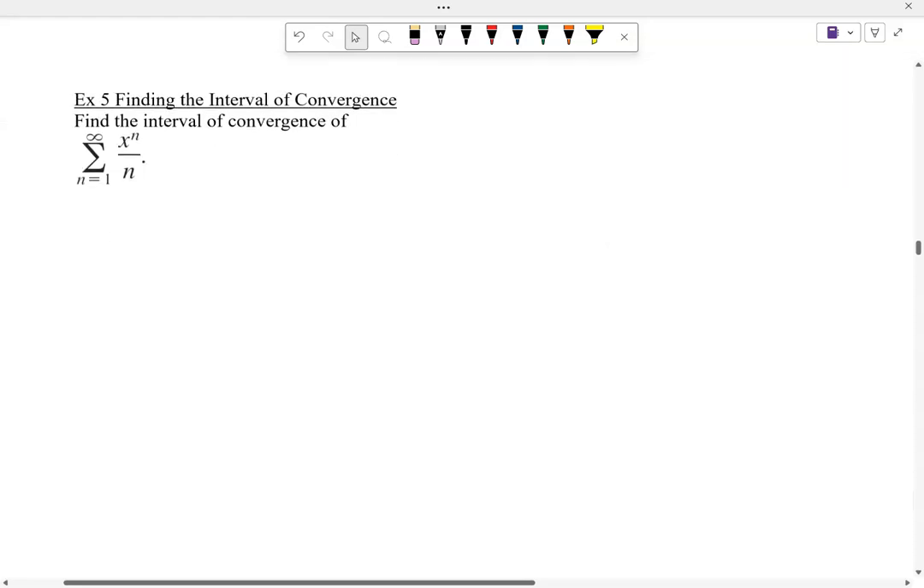Let's start working on this one then. Let's find the interval of convergence. And let's go ahead and apply the ratio test to start us out.